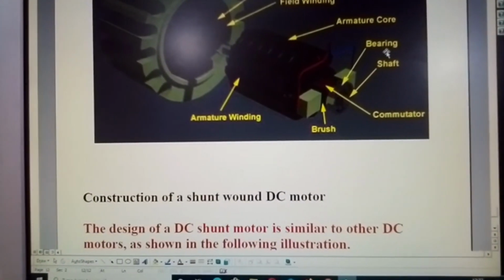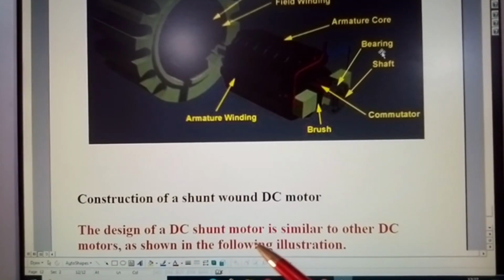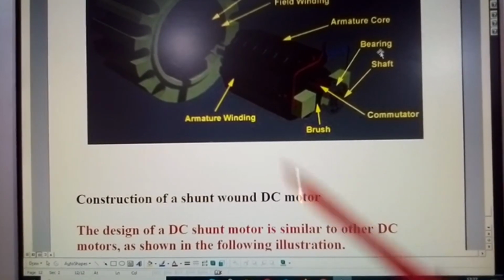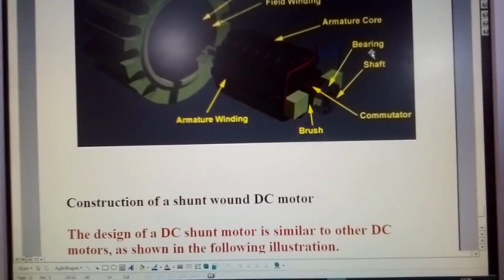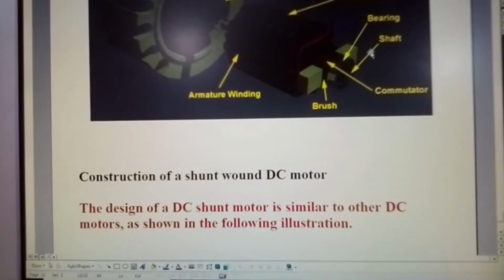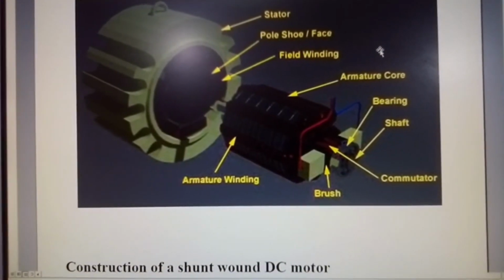And here we have construction of a shunt wound DC motor. The design of a DC shunt motor is similar to other DC motors, as shown in the following illustration, and that's your illustration here. I'm just going to make sure that we get that all in. Okay, and I'll move in a bit now, bringing that back into screen. And that will be it, I think.